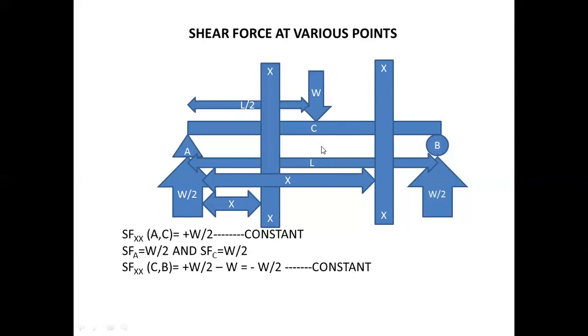And see, between C and B, there is no load. At the point C, there is a W point load. At the point B, it is W by 2 reaction. But in between these 2 points, there is no load. So again, the shear force will remain constant. Hence, we can say shear force at the point C is equal to minus W by 2, and shear force at the point B is also equal to minus W by 2. So see, we got the shear force at all the points A, B, C.